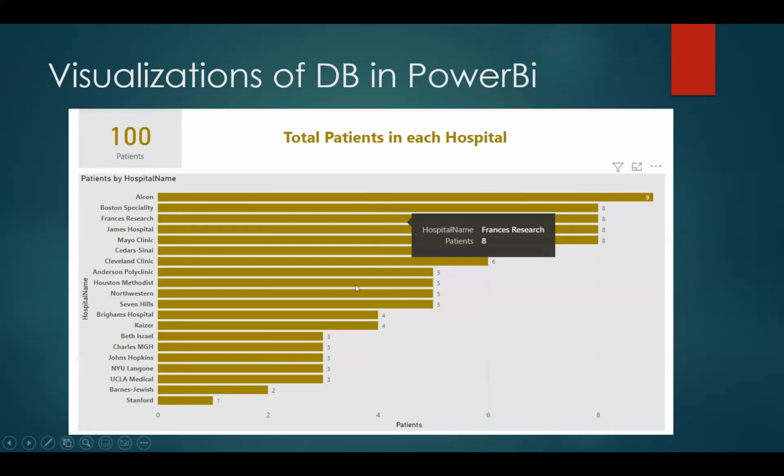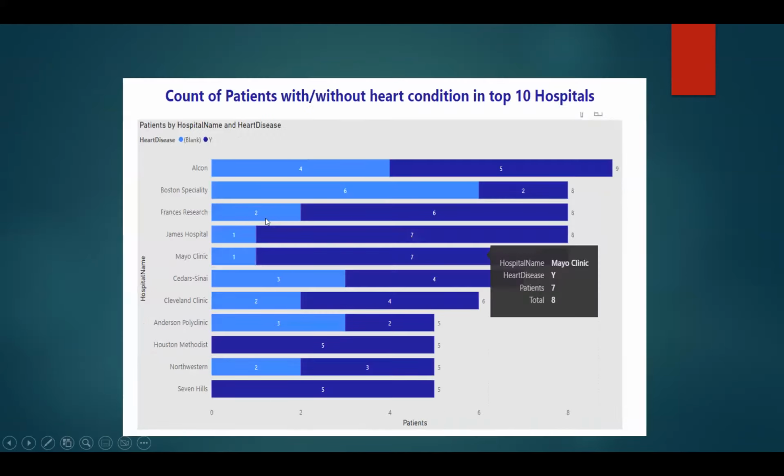I'll be talking about the visualization. So now we have the first visualization in which we are able to see the number of patients for each hospital. So we have a total of 100 patients. And here, for example, the second one is Boston Specialty Hospital, which we are able to see there are 8 patients in it. And now to the next slide.